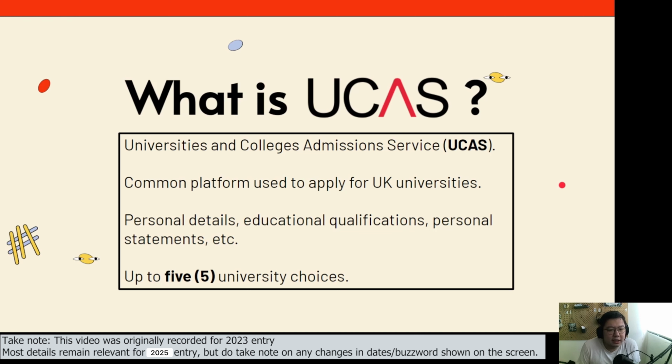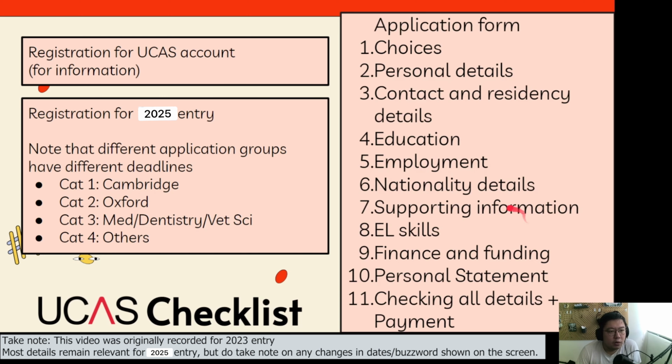UCAS is the common platform that all universities in the UK have to be applied to, and what you'll need to prepare are these: your personal details, educational qualifications, personal statements, and your 5 university choices. You don't need to have 5, but you can have fewer than 5. The max you can input is 5. These are the details that you'll need, and we'll take it as a checklist and go through them one by one.